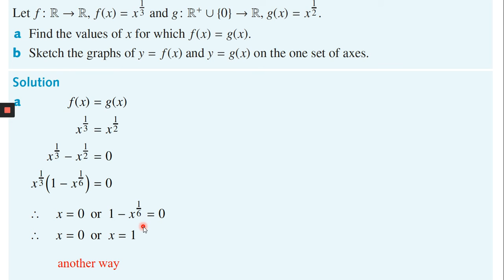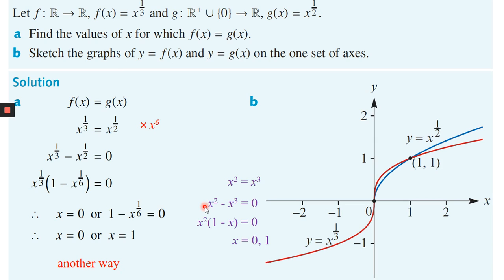So there's another way of doing it. We times it by x to the power of 6, we get x squared equals x cubed. We can then put it equal to 0, take out a factor, solve it, x equals 0 or 1. Maybe that's an easier way, up to you. And there's the graph.